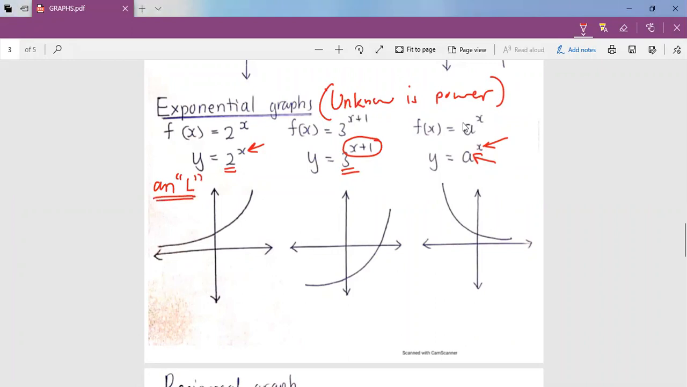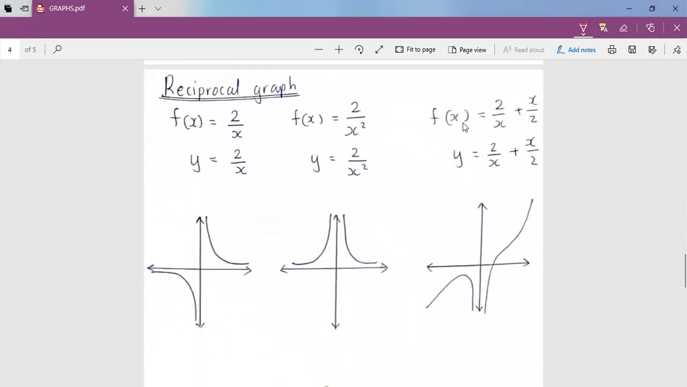So we're supposed to remember, whenever we're looking at the exponential graph, where the unknown is power or part of the power, the graph should be looking like an L, right? You can see here the first graph, you can see like an L. The second graph, you can see like an L. And the third graph, you can see like an L. So whenever you look at an exponential graph, remember from today, the unknown is a power. And then it looks like an L.